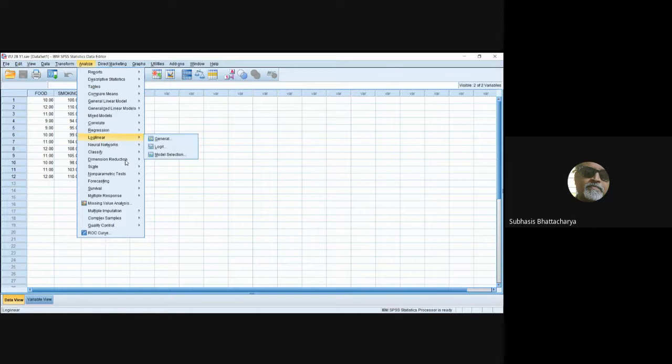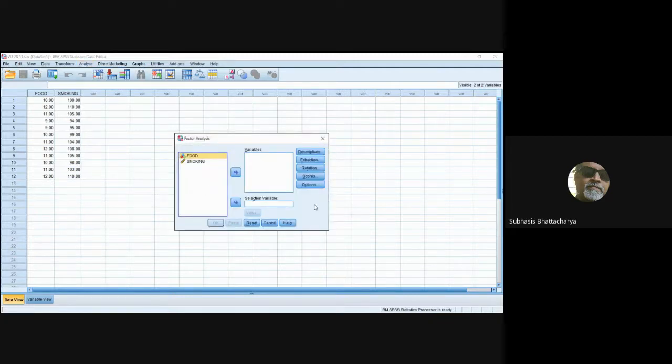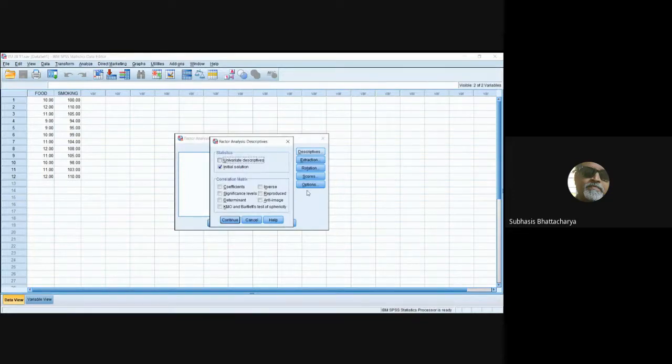Just go to the analysis and then go to the dimension reduction. Look, the steps are very easy. You just go to analyze, then dimension reduction, then factor. Okay, so you bring the variable food and also bring the variable smoking, and then go to the descriptives. You can initiate univariate, and you have to show the coefficients, significance, KMO and Bartlett's. This is important, I will come to that later.